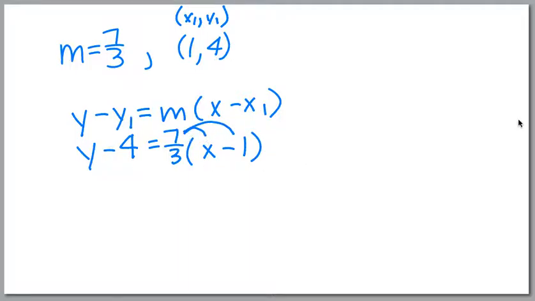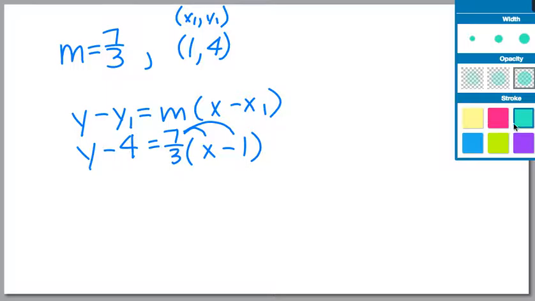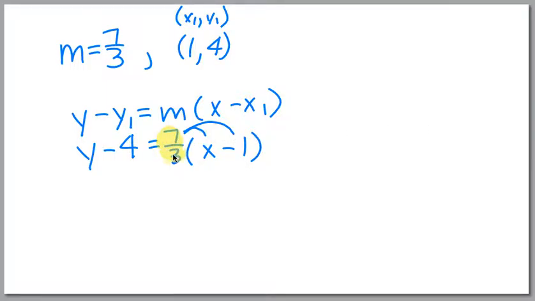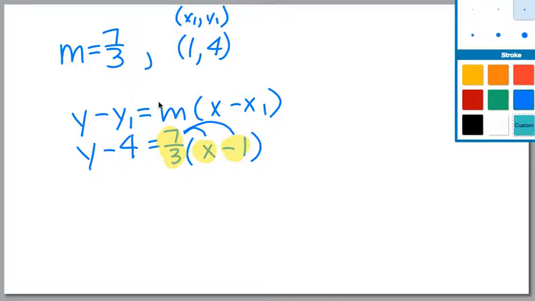Go ahead and distribute. A highlighter would be nice once again. So we definitely don't want to forget about the sign in here. That's very important. Some people just distribute the 7/3 to the x and then to the 1 and then just put the sign in between. It's totally up to you. Just make sure you take care of that sign in some respect.